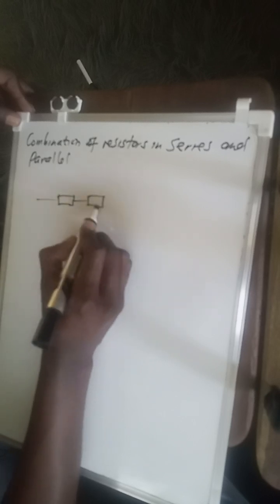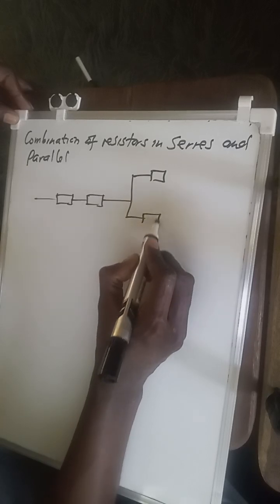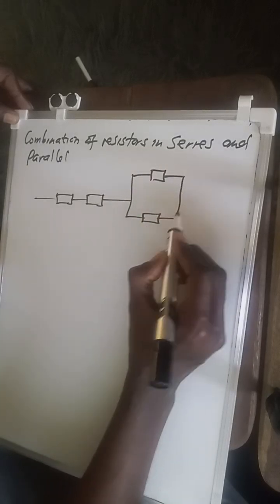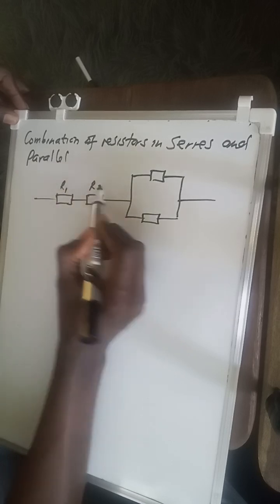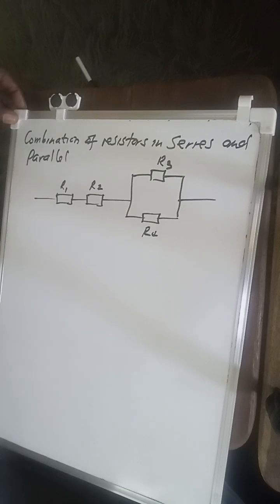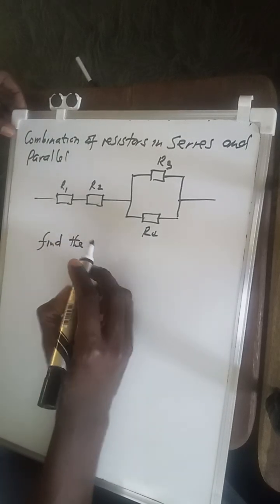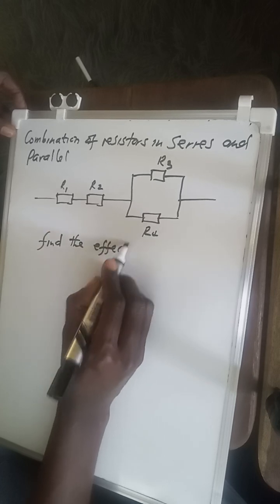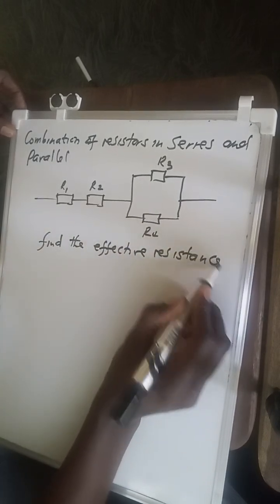Well, it's very simple. Let's say that we have this resistor and that other resistor, then we also have this resistor and that other resistor. So you have resistor 1, resistor 2, let me call that one resistor 3, and let this one be resistor 4. Then they tell you to find the effective resistance. How do you go about that?